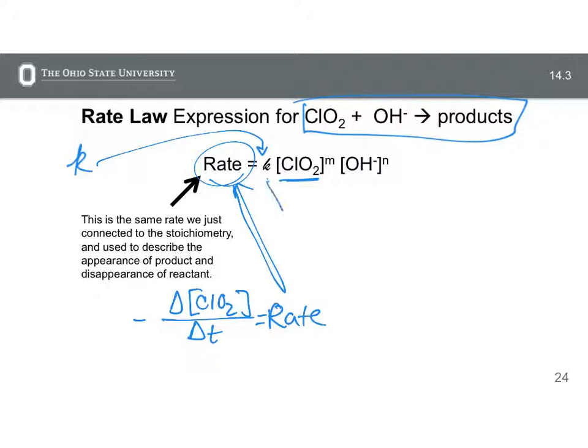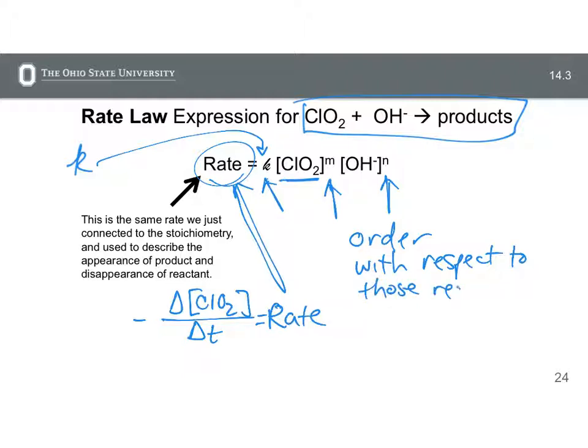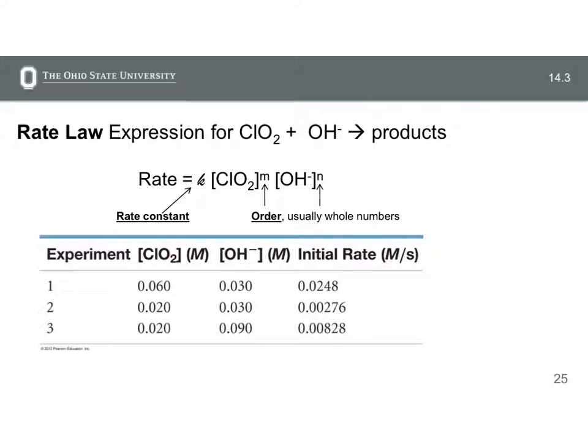We are going to be able to determine our rate constants. That's going to be one of the things we calculate or determine from experiment. m and n are the order with respect to those reactants. I think that's written on the next slide. Yes. So this is again something that we have to determine from experiment.